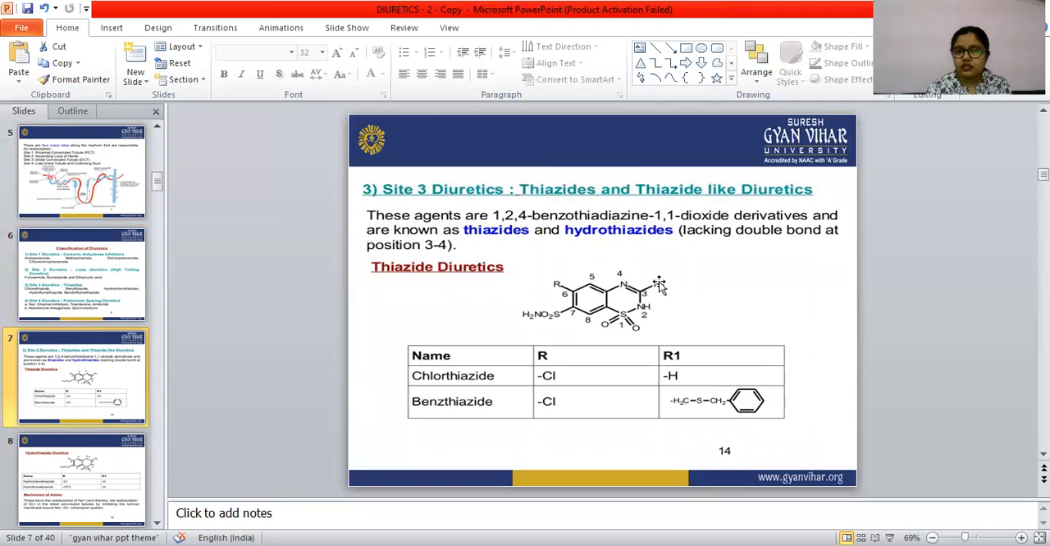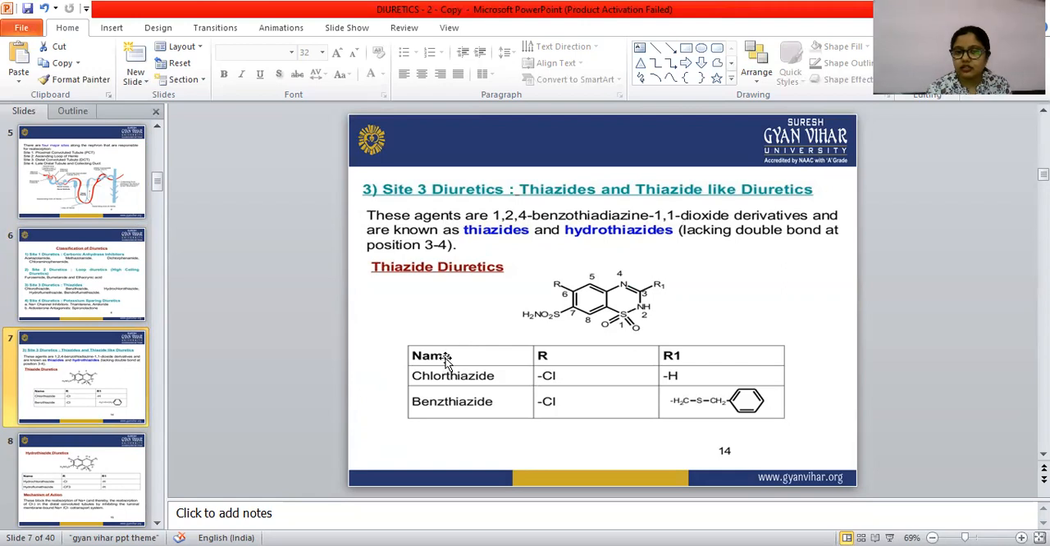Here is the structure of the thiazide diuretics. This is the benzene ring, and this is the pyrimidine ring, which contains 2 N and 1 S. When we number this, we have to start from the S. This S is first position, this is second position, third, 4, 5, 6, 7, 8. We have to number it like this, starting from the S.